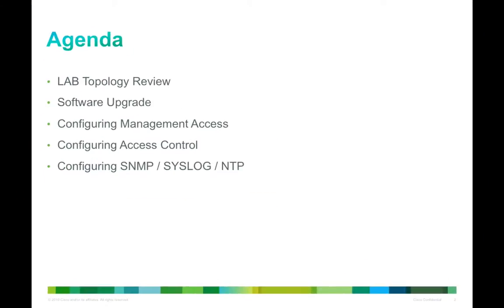The agenda of today's presentation is to first go over my lab topology. I will then show you the software upgrade process in ACI. Later on, I will demonstrate how to configure management access in ACI, mainly configuring out-of-band management. Then, I will show you how to configure access control in ACI, mainly demonstrating configuring TACACS. Finally, I will show you how to configure SNMP, syslog, and NTP in the ACI fabric. So let's move on with the presentation.